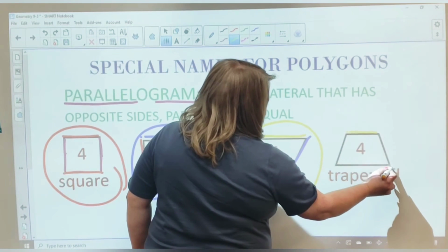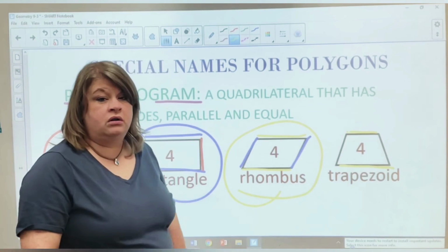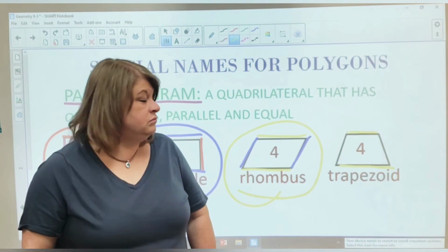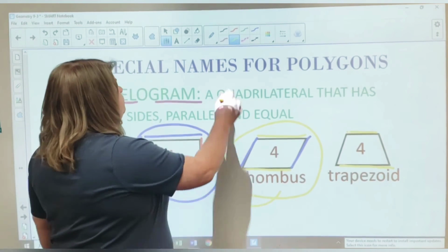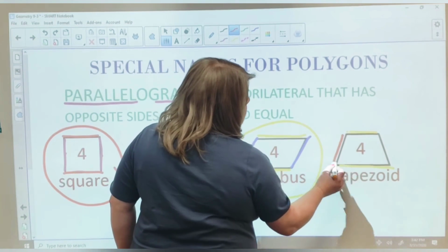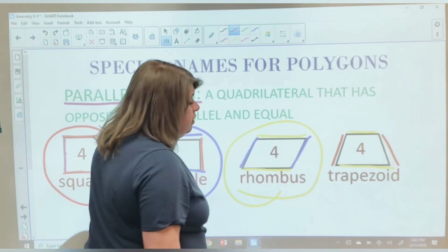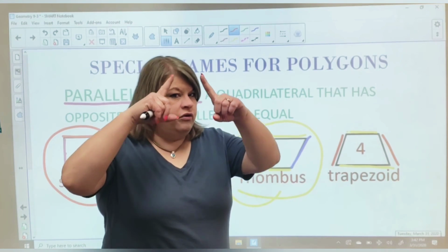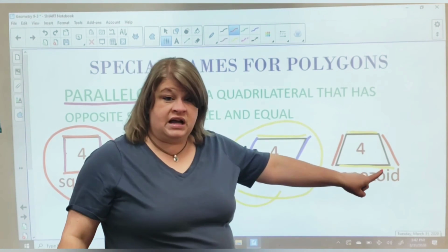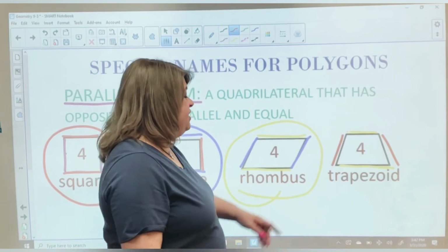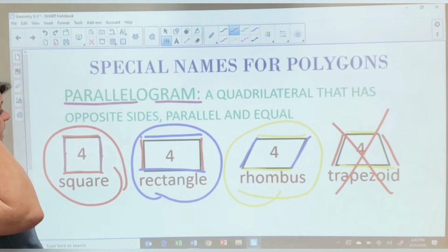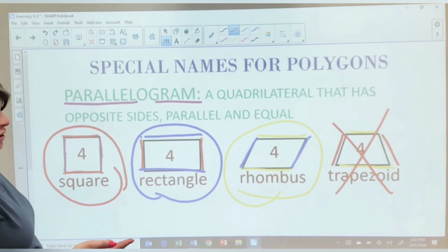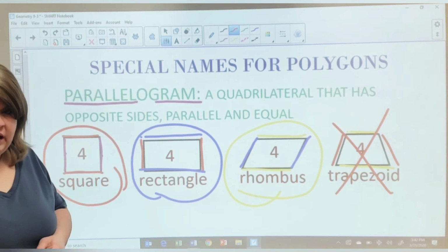Is this side parallel and equal to that side? Well, they're parallel, but are they the same size? Nope. Is this side parallel and equal? Are they parallel? No, they're going to cross. Are they equal in size? Well, they are. But this one is not a parallelogram. It can't be a parallelogram because it's not parallel and equal.